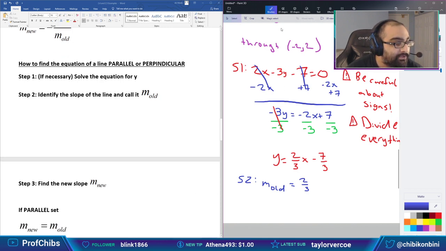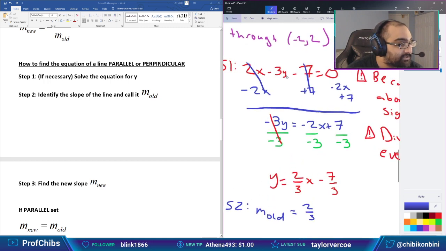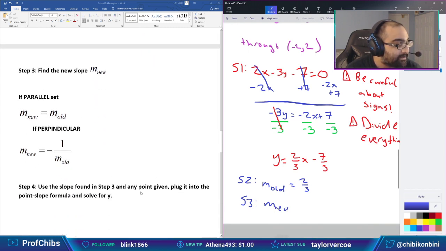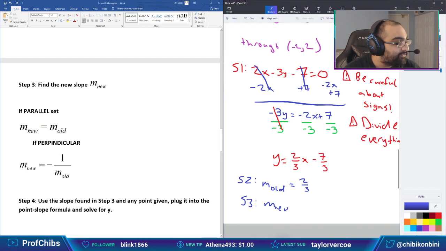Now we want to find the new slope, based on the circumstance here. Let's find our new slope. Again, as I wrote down here, our new slope is dependent on if it's parallel or if it's perpendicular. If it's parallel, then we set the new slope equal to the old slope. If it's perpendicular, we set the new slope equal to -1 over the old slope. That's why I defined it just like that in the previous couple of questions.